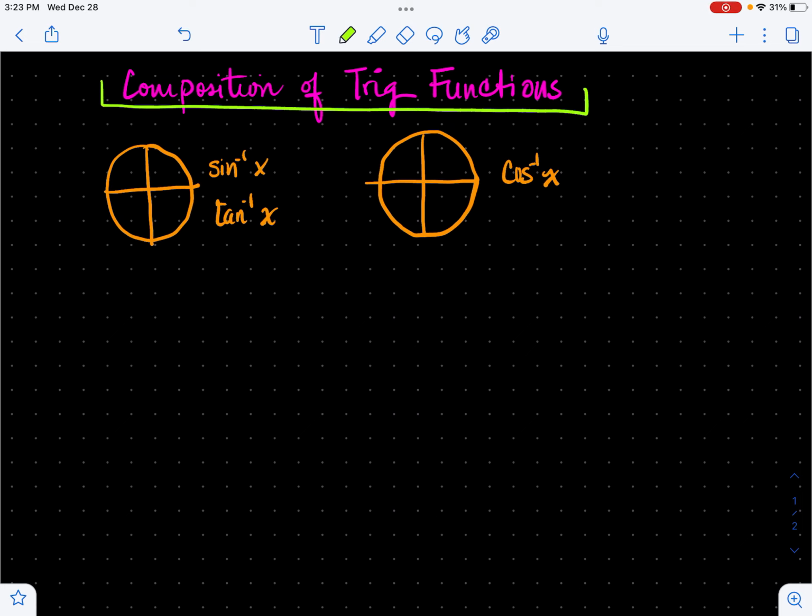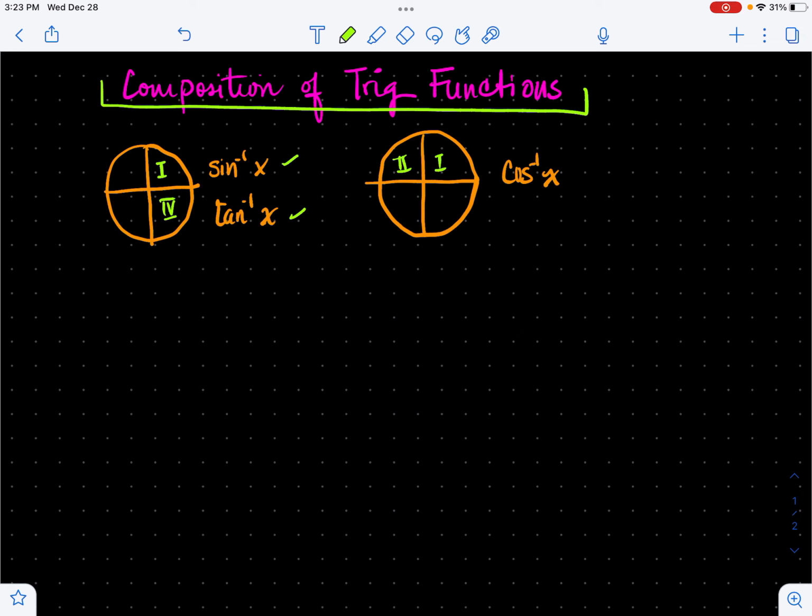Hey, this one's working on composition of trig functions. Before I go ahead and do some of these examples, we need to remember that sine, cosine, and tangent inverses have restrictions. These are the restrictions. Sine and tangent inverses are restricted to quadrant 1 and 4, whereas cosine inverse is restricted to quadrant 1 and 2.